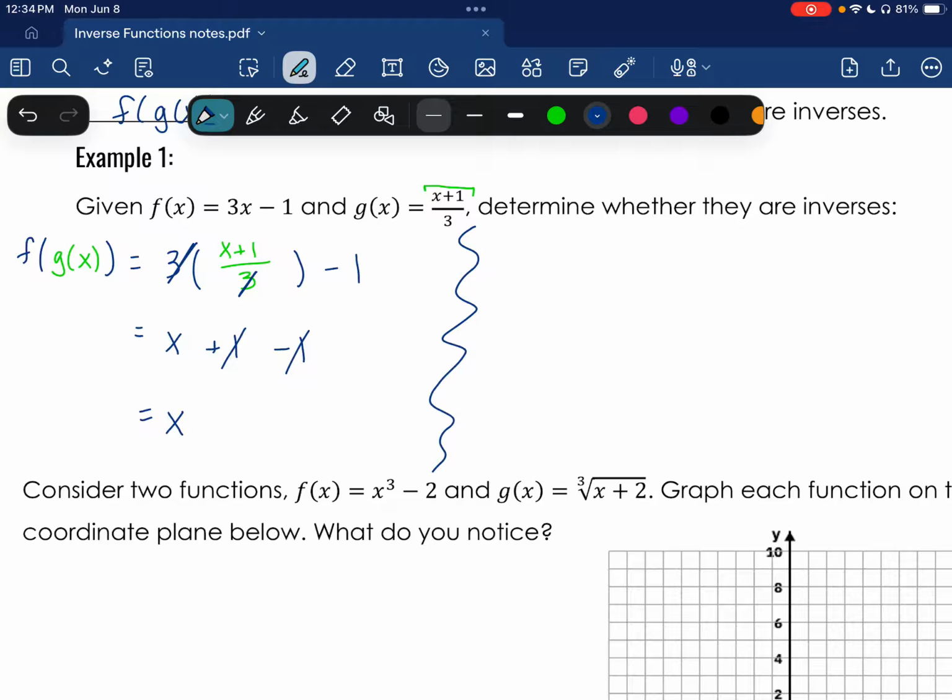Pretty cool. All right, next, we're going to go the opposite direction. So we're going to take g of f of x. My function g used to be x plus 1 over 3. Again, I use big parentheses to put a whole function in there. So my function f is this guy here, 3x minus 1.